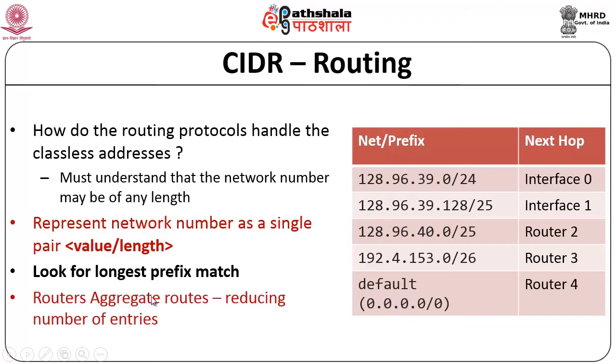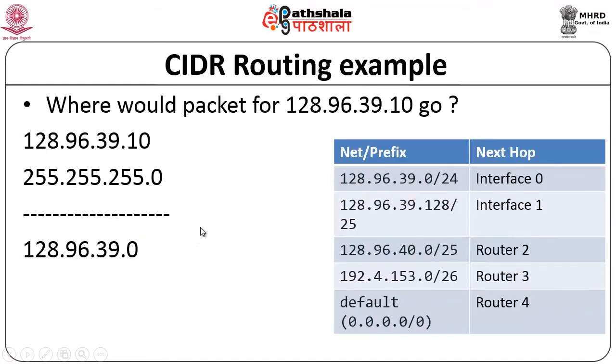you could have situations where a given address may match more than one prefix. Then we always look for the more specific match. Okay, so that is one thing. And by doing this, using this kind of CIDR routing, you will also see that you can aggregate routes in a better manner. Okay, to quickly go through an example.